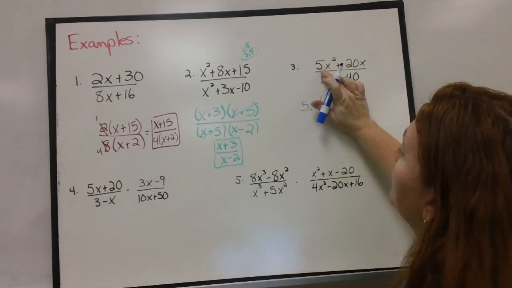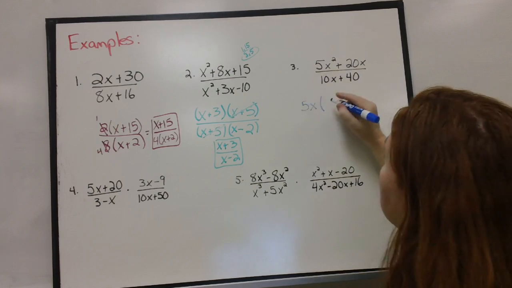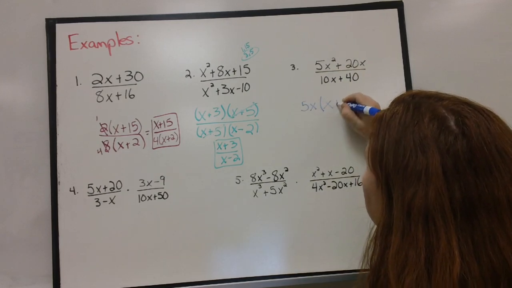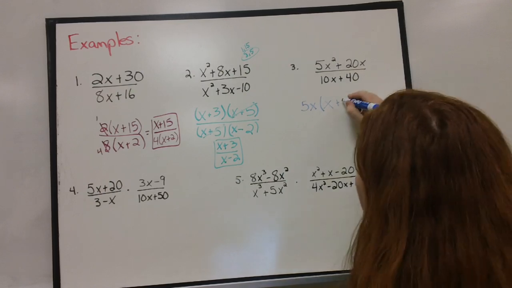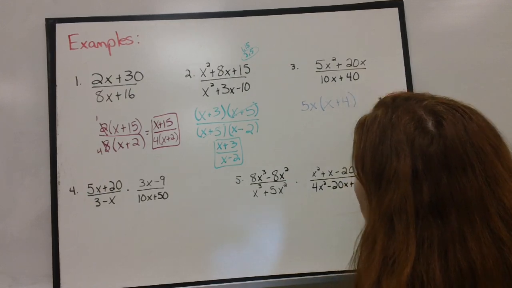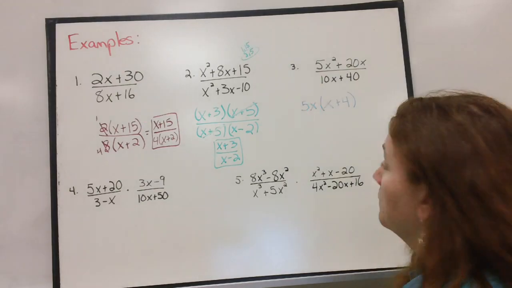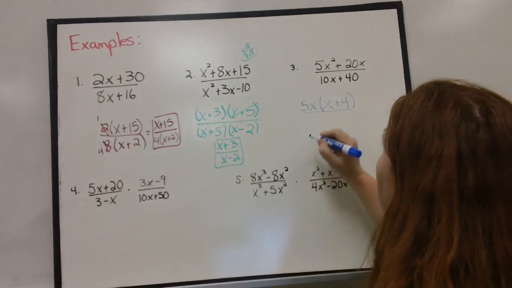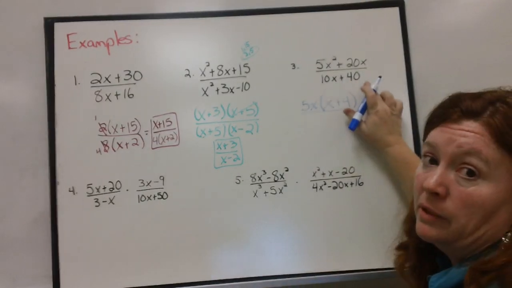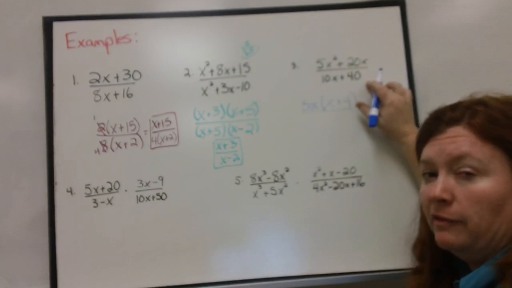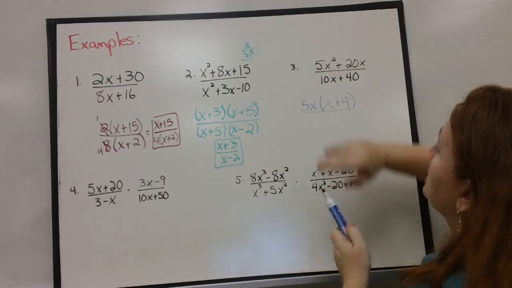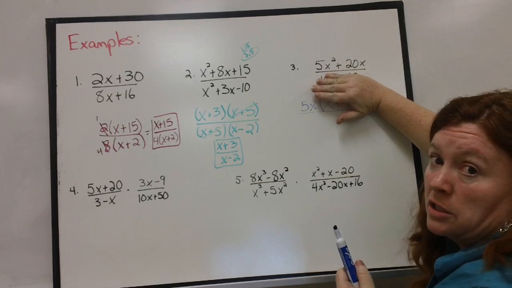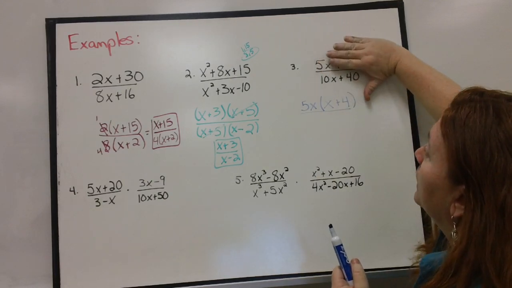What's left when I divide this by 5x? I just have an x. When I divide this by 5 and x, all I have left is a 4. 20 divided by 5 is 4. All right? What do these two have in common? Remember, I'm not looking for something that these have in common with these. Look at the numerator first, then look at the denominator.